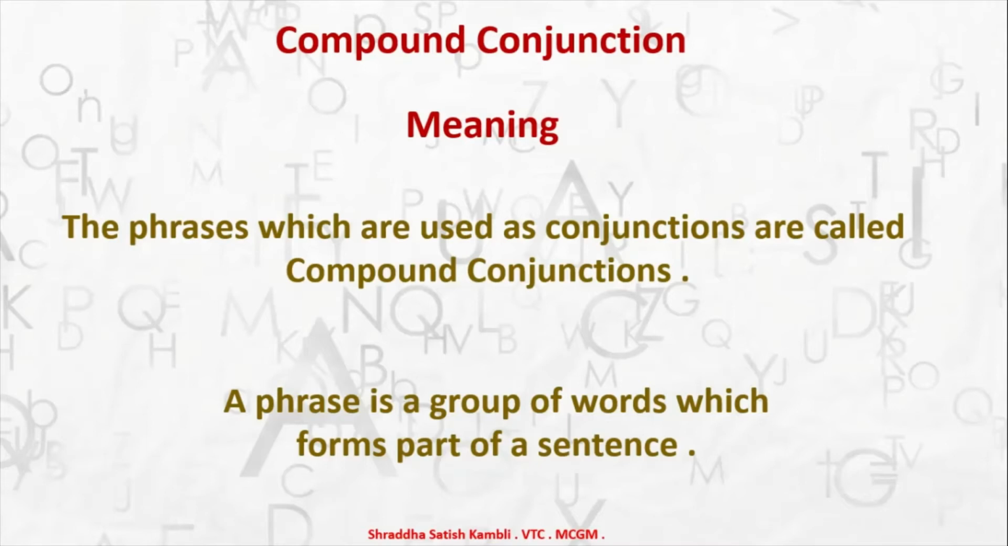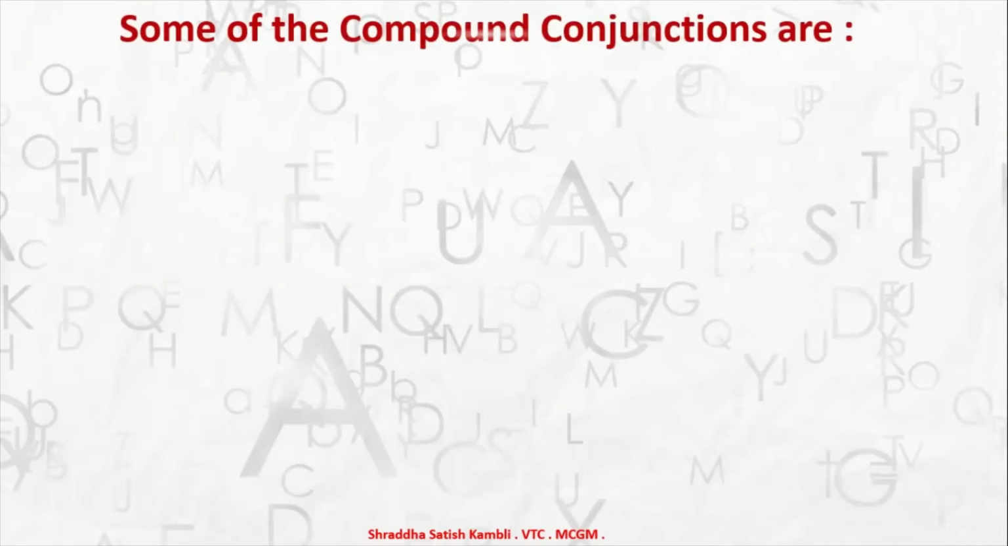So what are compound conjunctions? They are nothing but conjunctions only. The only thing is, these conjunctions are in the form of phrases, a group of words. Now let's talk about some compound conjunctions. Which conjunctions appear as compound conjunctions? What are the examples? Let's see here.